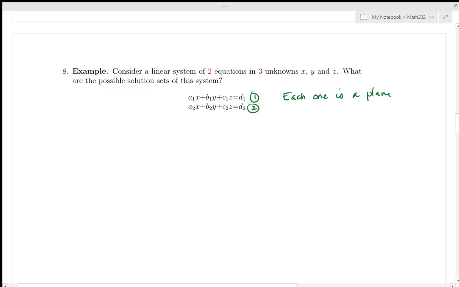Okay, so what are our possibilities? Well, they could be the same plane. And if they're the same plane, then we have an infinite number of solutions. So notice here, 2 equations, 3 unknowns. Same plane, that's going to be an infinite number of solutions.